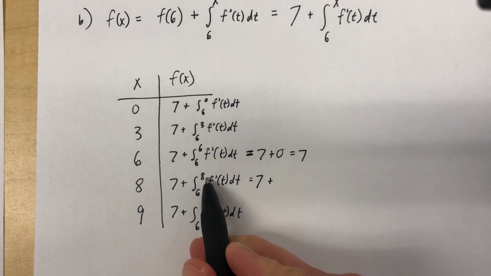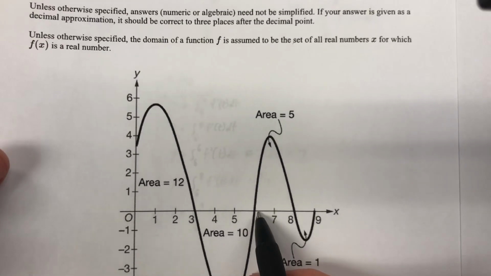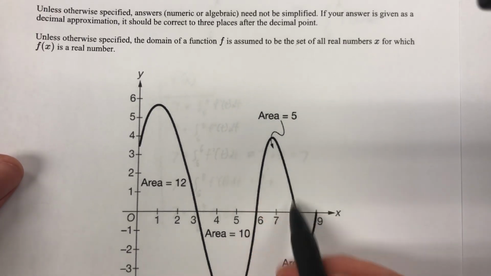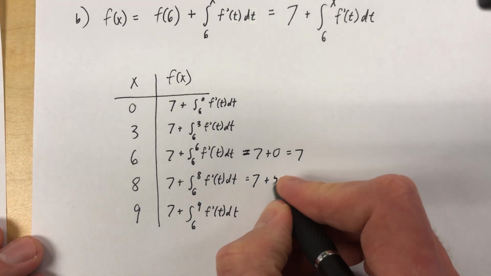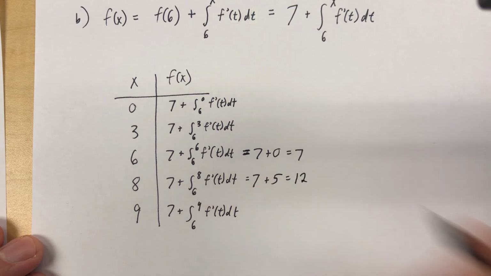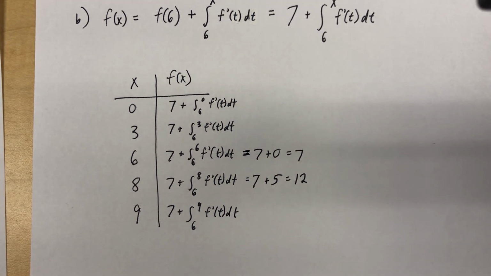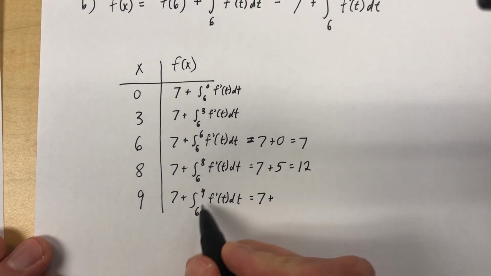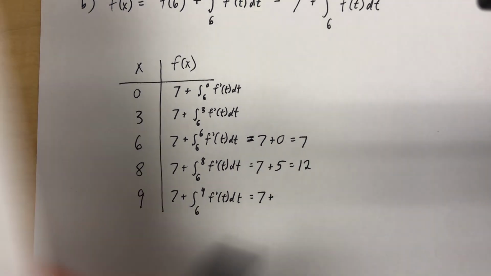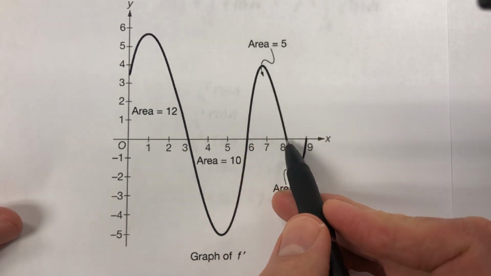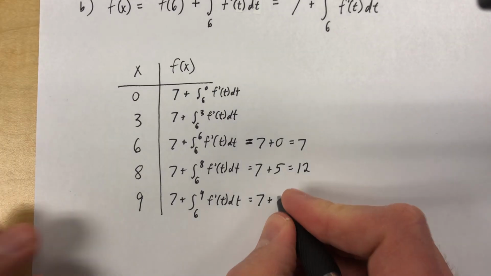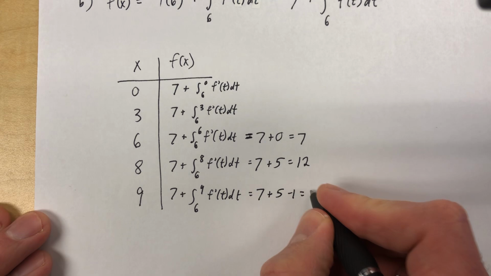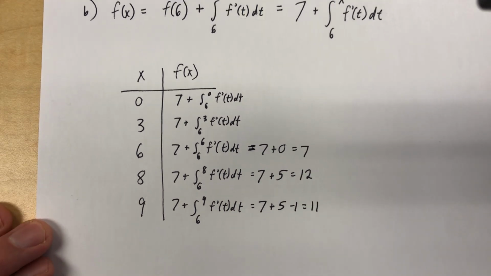We're going to go from 6 to 8, and this is really a matter of accumulated area. As I go from 6 to 8, I've accumulated 5 more units of area. So 7 plus 5, which of course gives me 12. Looking for the highest, looking for the lowest. Well, this is 7 plus, going from 6 to 9 gives me 5 and takes away 1, so you could say it's plus 5 and minus 1. Treat it however you want, but that would be 11.